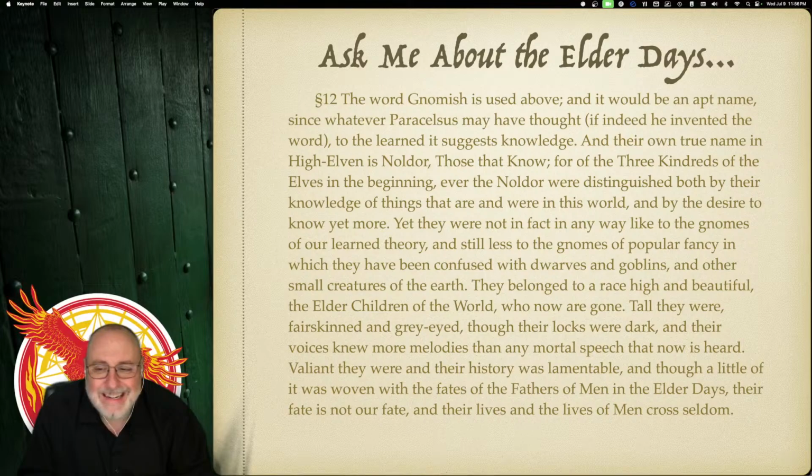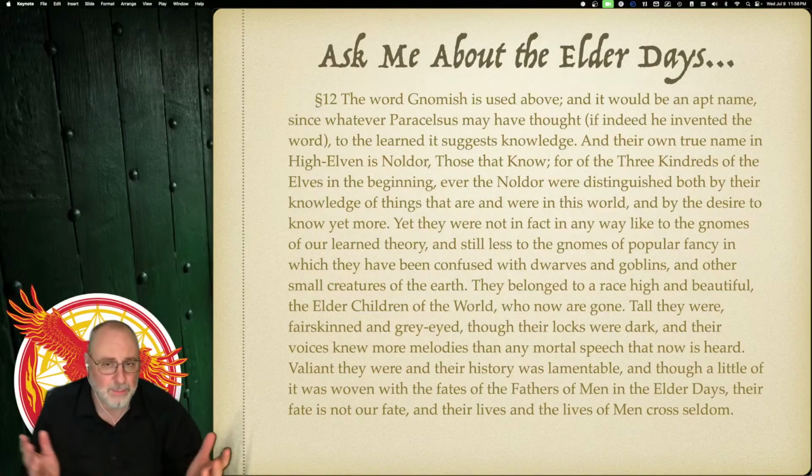Yet they were not in fact in any way like to the gnomes of our learned theory, that is, good old Paracelsus, still less to the gnomes of popular fancy, in which they have been confused with dwarves and goblins and other small creatures of the earth. So if it's in a pointy hat, no, it's confusion.